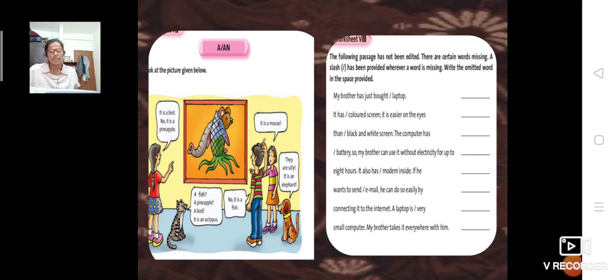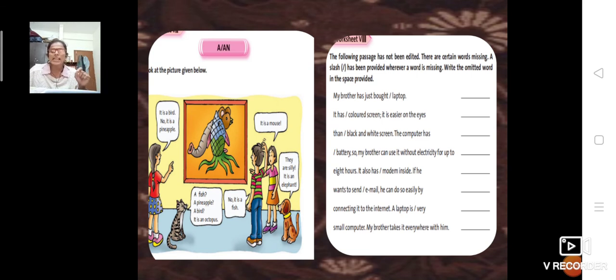Shall we go? Yes. My brother has just bought dash laptop. It's very easy, right? Dash laptop. Close your eyes, listen to the sound. Laptop, and the sound is of L, okay. L is a consonant sound. Then we use the article a there. My brother has just bought a laptop, right?